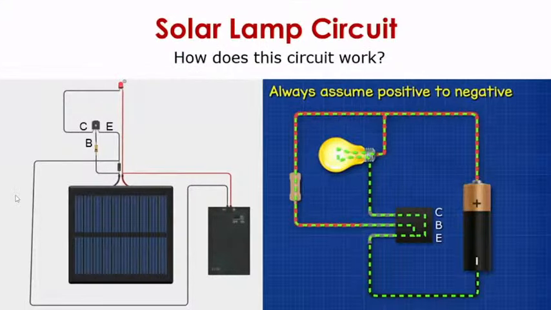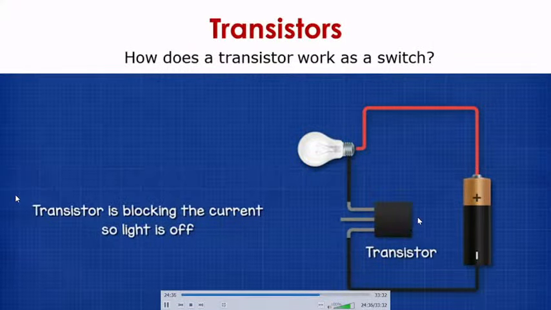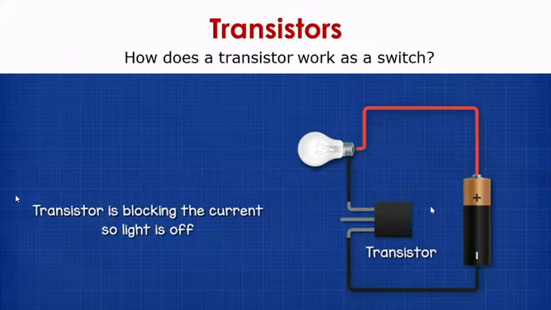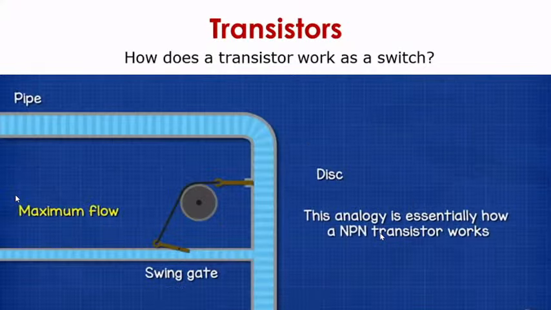So on the left side, there is a circuit. On the right hand side, we have seen how transistors work. So basically, when there is a minimum triggering current through that resistor to the base, only then current will flow from collector to emitter. Now, as you can see, the transistor blocks the current, so the light is off. So it acts as a switch. When there is no triggering current to the base, that is the middle pin, the current will not flow. We have seen this example of the pipe. When the swing gate opens, only then the water will flow from the main pipe. So it needs to have some minimum triggering current.